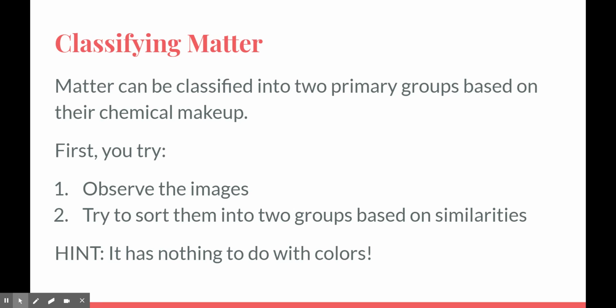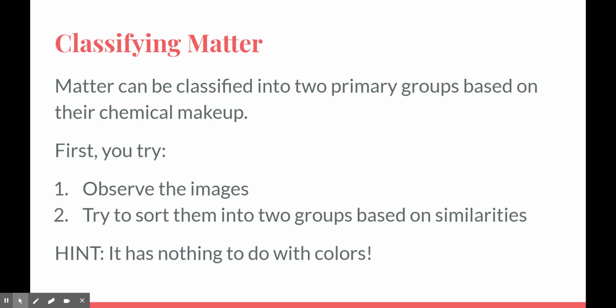So we classify pretty much all matter into two primary groups. But before I tell you what those groups are and their definitions, I want you to try just based on observations. Now, an observation is anything that you can sense about something. In this case, since you're just looking at some pictures, your observations will just be things that you can see. On the next slide, I'll show you some examples, and I want you to try and put these into two groups based on what they have in common.